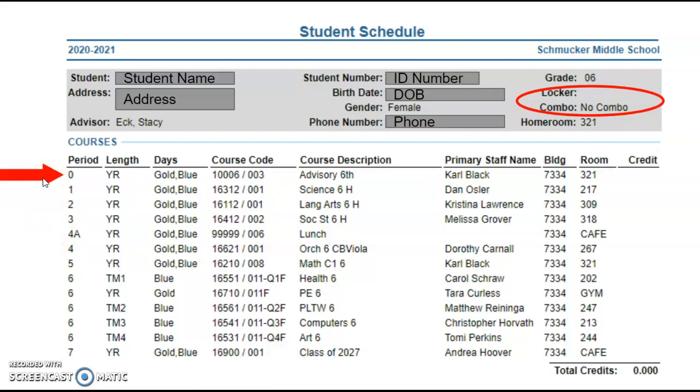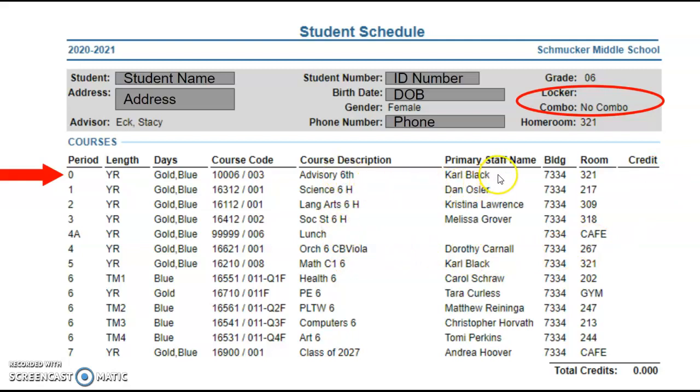In advisory class, we do social and emotional learning or SEL lessons. We set goals during this time. We do team building. We read. There's lots of fun stuff going on during advisory class. And if you read across, you see it's advisory.